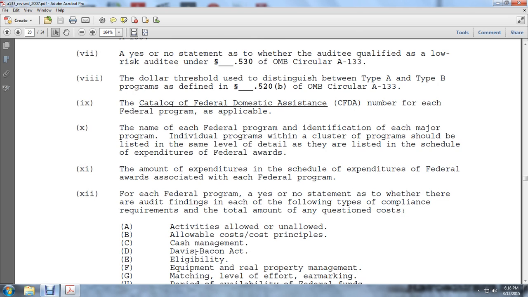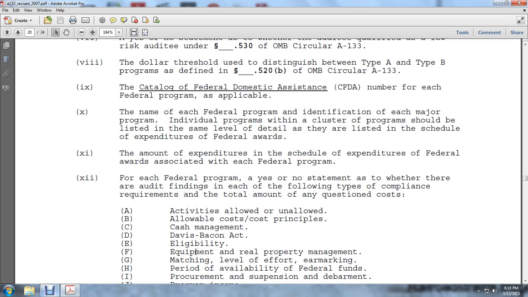G, matching, level of effort, and earmarking. H, period of availability of federal funds. I, procurement and suspension and debarment.